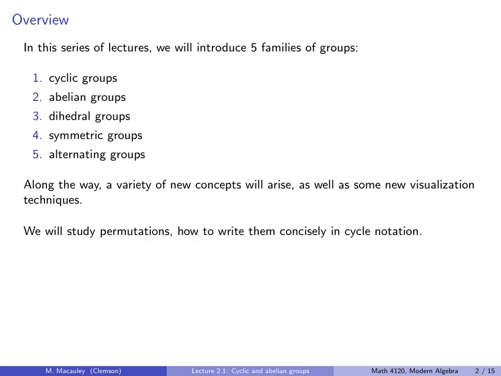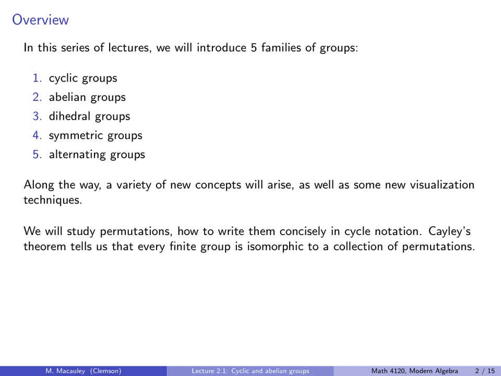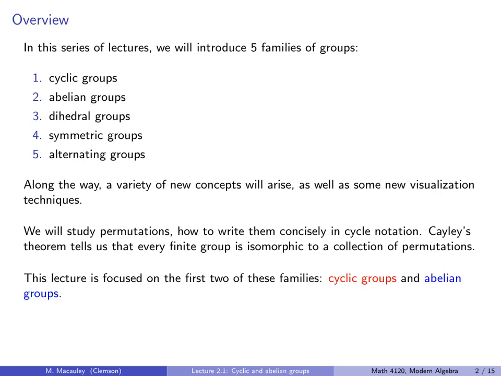We will study permutations and how to write them concisely in something called cycle notation. Cayley's theorem tells us that every finite group is secretly isomorphic to some collection of permutations, and that'll be at the end of this series of lectures. This particular lecture is focused on the first 2 of these families, cyclic groups and abelian groups.